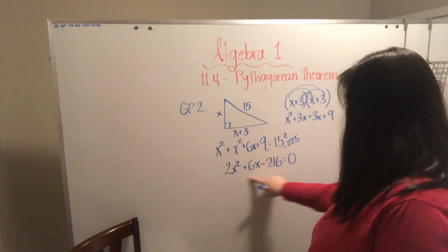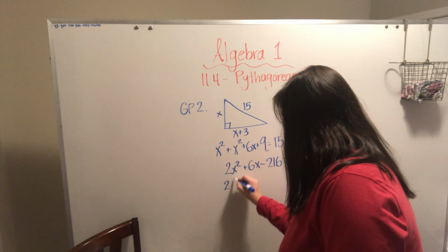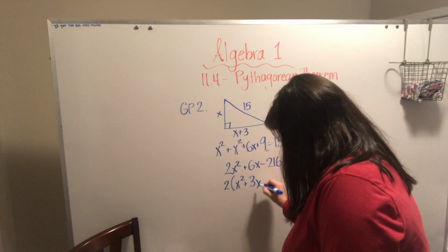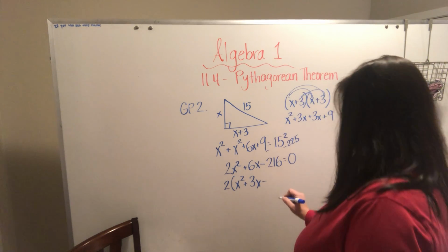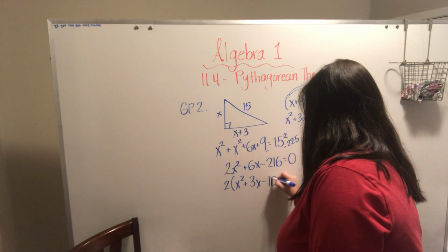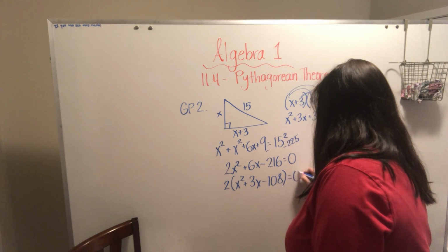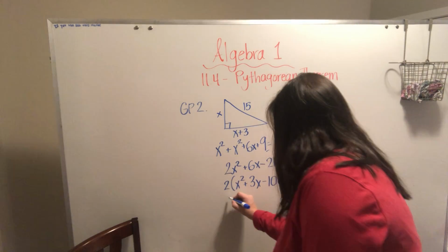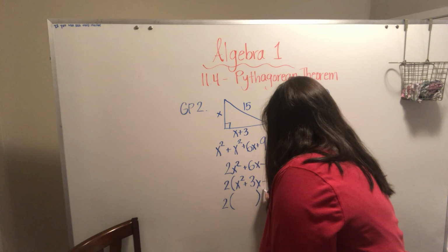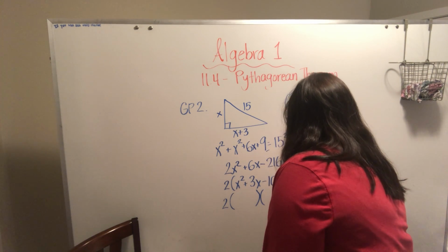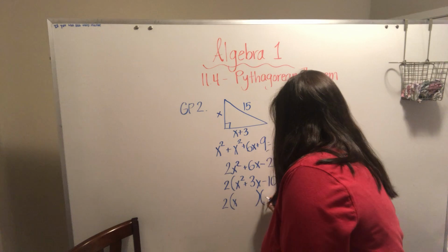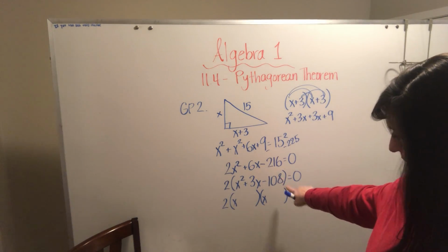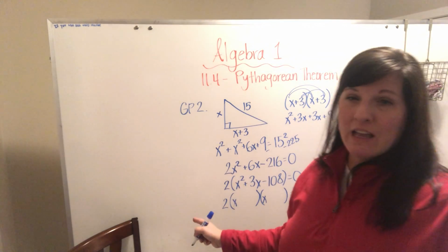Now what? Okay? Factor out my 2. x squared plus 3x, and then I'm going to get minus 108. Great. You should remember factoring, simplifying. Again, I'm going to take my next step and go to 2 parentheses. I have x, got to factor here. What do I multiply to get 108 that, if I add together, I get 3?